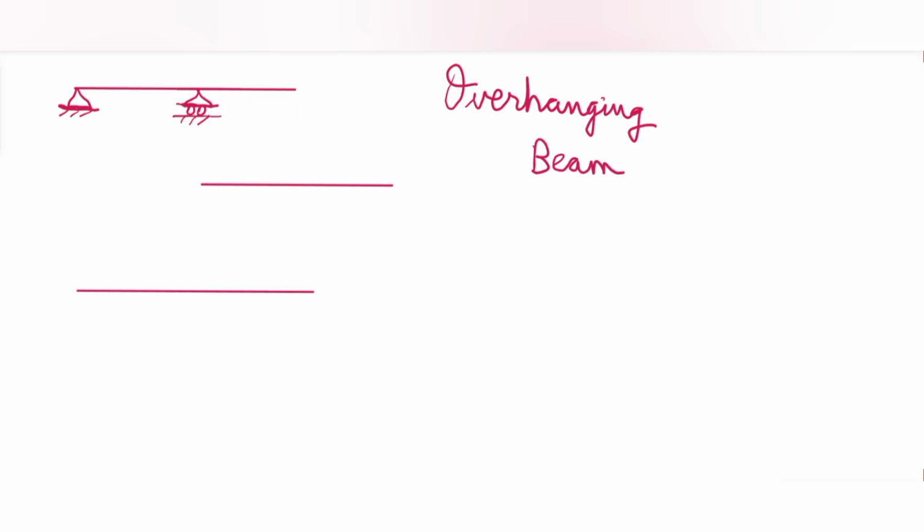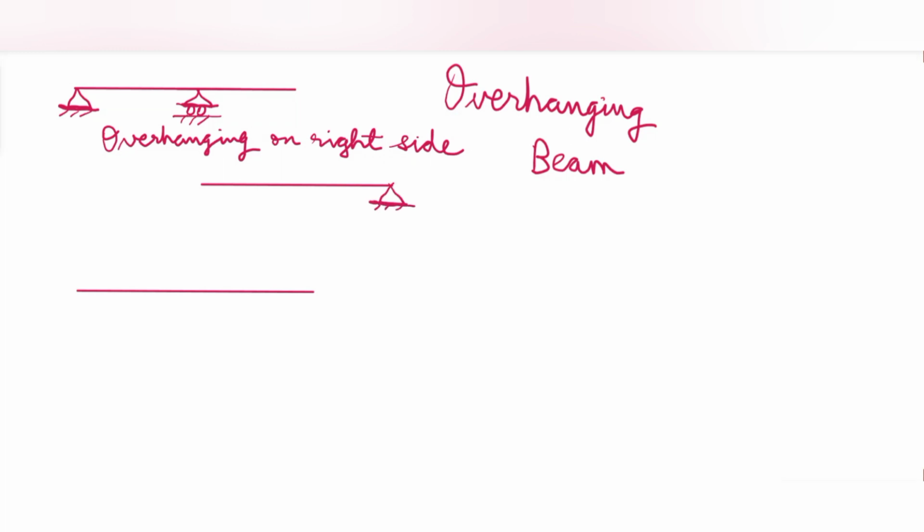Then let's see overhanging beam. For overhanging beam we are having overhanging on right side, on left side, and on both sides. We'll see all these three. So this is an overhanging beam. As you can see here in this first diagram, the first portion is extended beyond the support on the right side. So this type of beam is known as overhanging on right side.